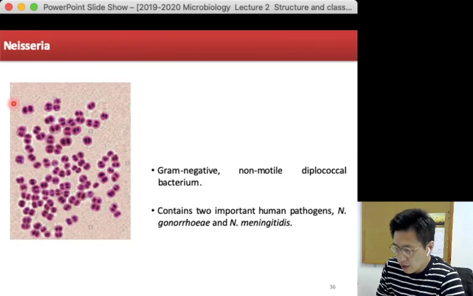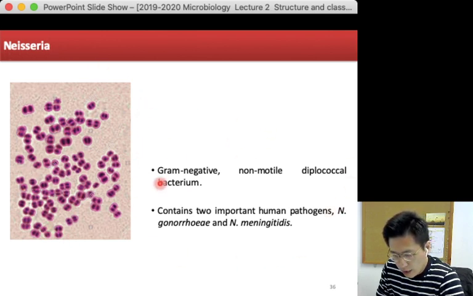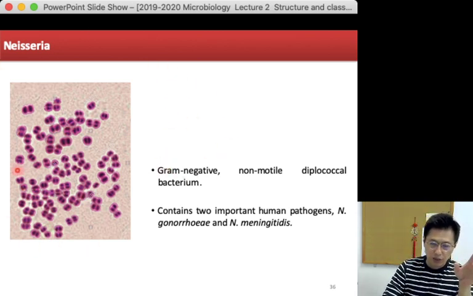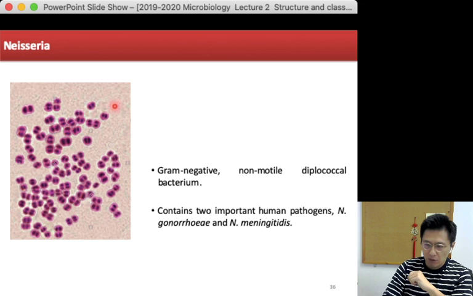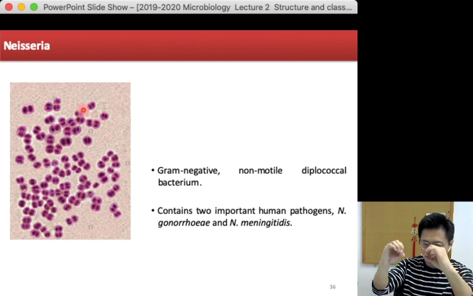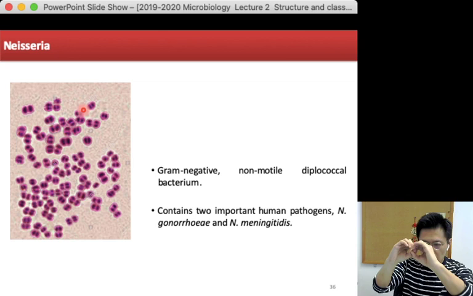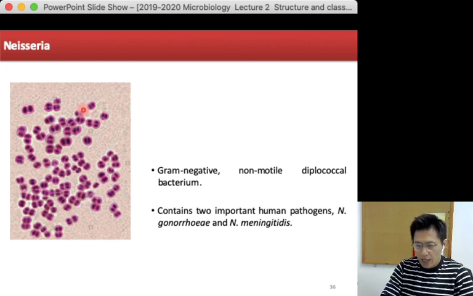Now let's take a look at Neisseria. This is a profile of the bacteria, giving you an example. It is gram-negative, so it looks pink or red when we stain it. The flagella is absent, so it is non-motile. Non-motile means they can't move. And they are diplococci. Diplo means 2 shapes, 1, 2.